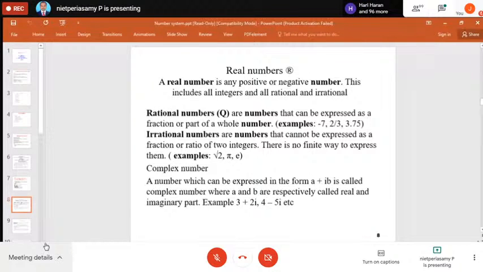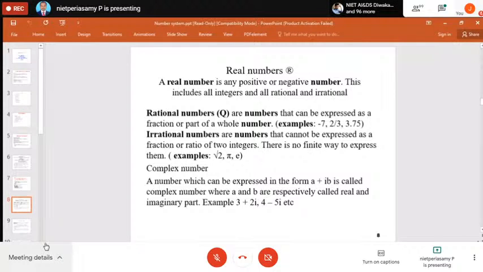Usually rational numbers are represented by the capital letter Q, and the set of real numbers is represented by the capital letter R. So these are the examples of rational numbers and irrational numbers. The definition is also discussed there.